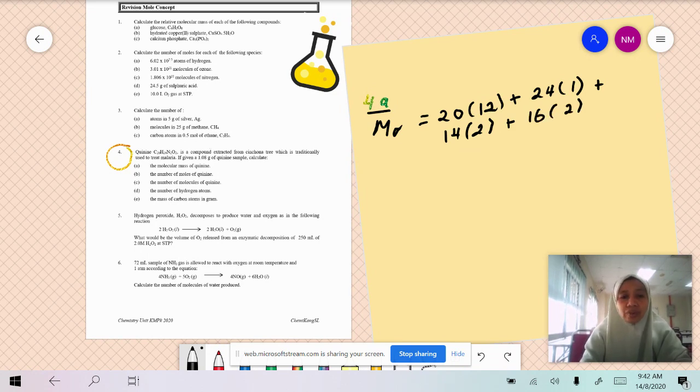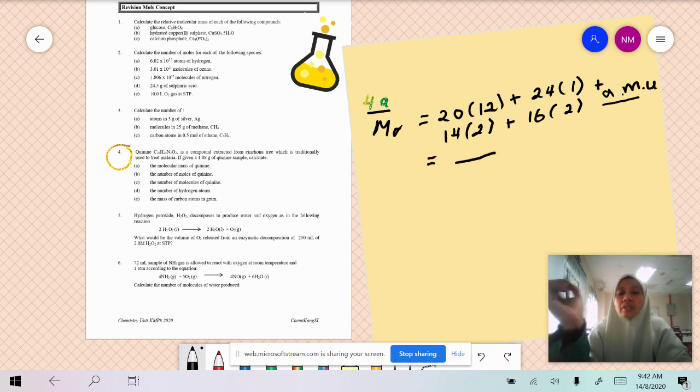And is there any unit for this one? It says molecular mass, right? Without the word relative, in this case the unit by right should be, yes, correct, AMU. So you calculate and see what's the figure here.